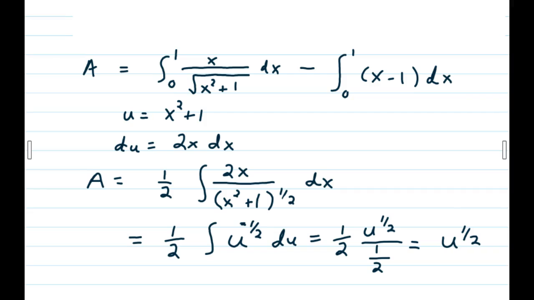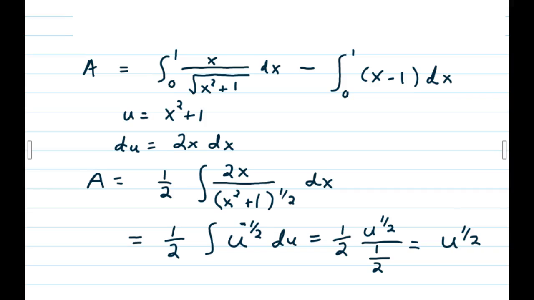No rule for this, so we have u is equal to x squared plus 1. du is equal to 2x dx. And we need that too, so we better put it inside that integral, but that changes it unless we put a half on the outside. So we end up getting an area equaling 1/2 the integral of 2x over x squared plus 1 to the half, changing that square root into a half power.